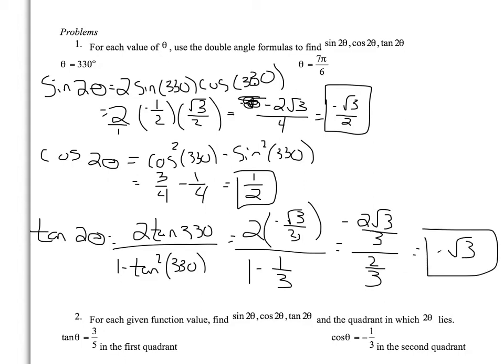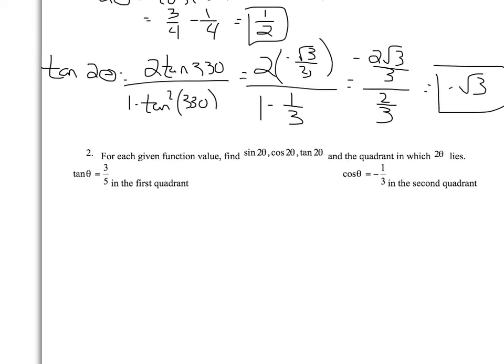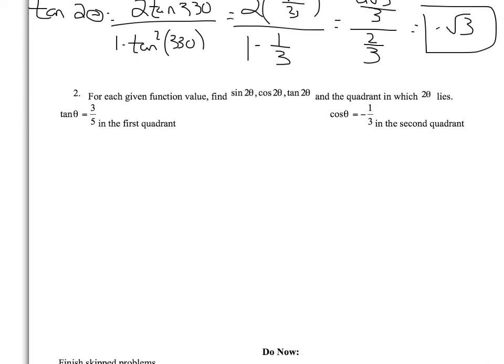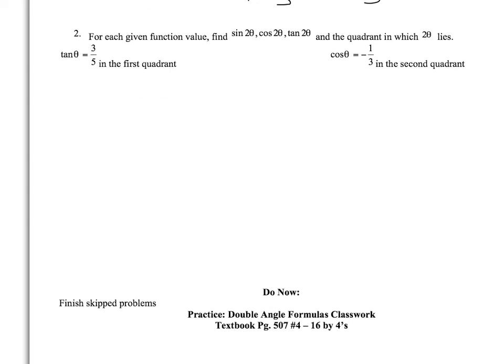I am going to leave the radians one for you. You do the same thing. You use your three formulas and find sine, cos, and tan of 2 theta. For each given function value, find the three double identities and also the quadrant that 2 theta lies in.